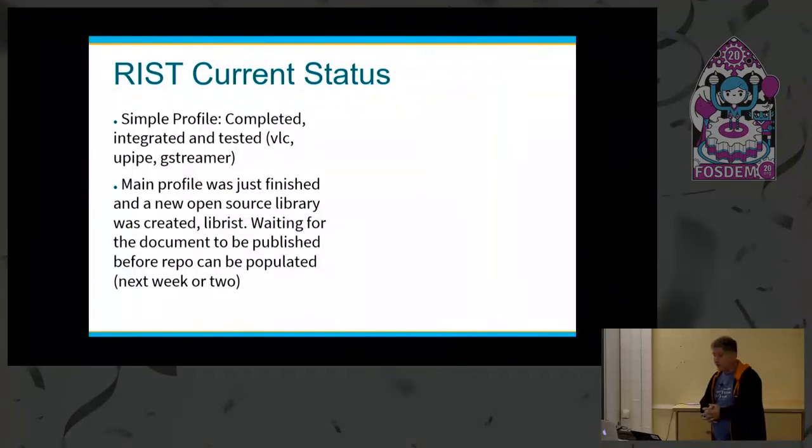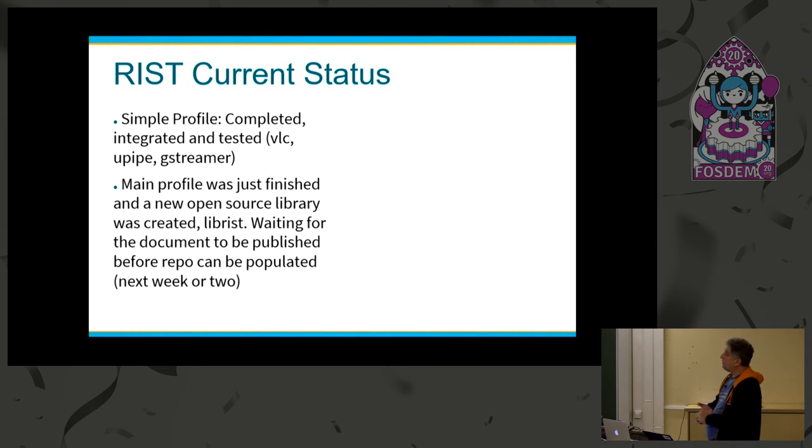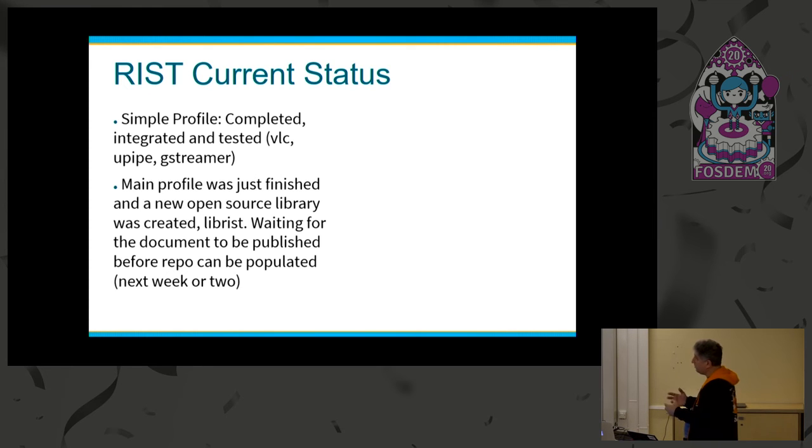So what is the current status of RIST, of this protocol? The simple profile was completed, integrated and tested. It's part of VLC, UPipe, GStreamer, and others. It's on all the vendors that are part of the work group, and people keep adding the simple profile on a weekly basis. The main profile that adds the GRE encapsulation and the encryption was finished and sent to review just a few weeks ago. We were expecting to be done by now. It's most likely going to be done before the month is over, probably within the next week or two.